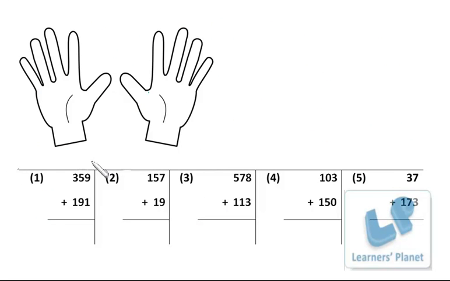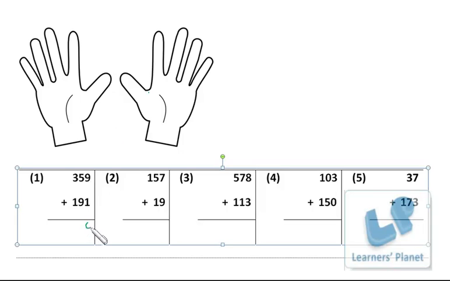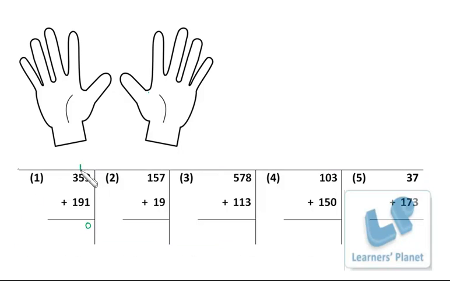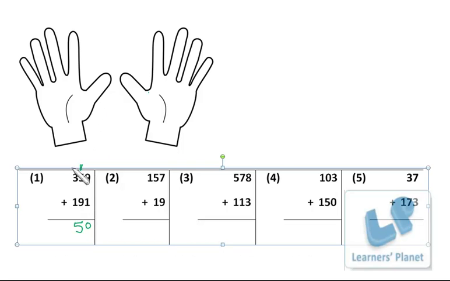Now we do some more sums. Again we'll be using the fingers. 9 and 1, 10. Write 0 and 1 is carried. 9 and 5. So 9 is in your mind. 10, 11, 12, 13, 14. And we have one carryover also. So 14 and 1, 15. Write 5 and again 1 is carried over. 3 and 1, 4 and 1, 5.